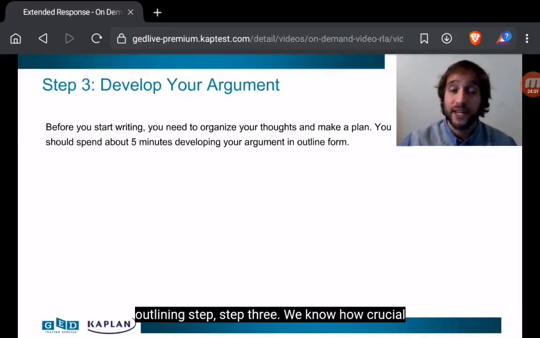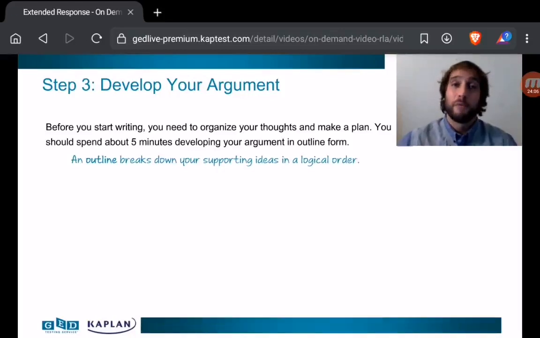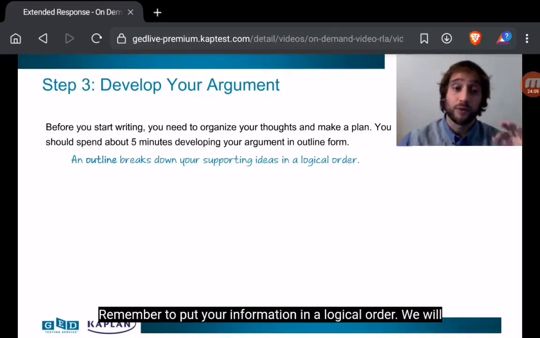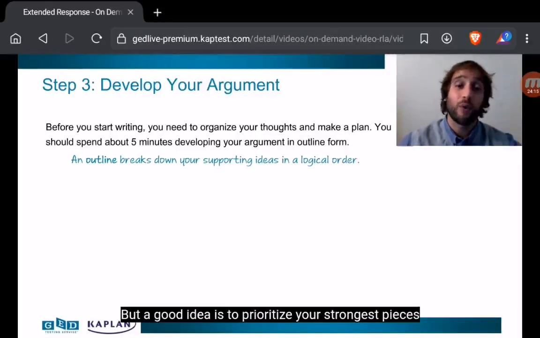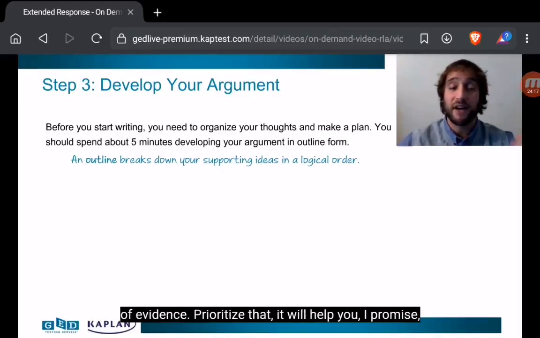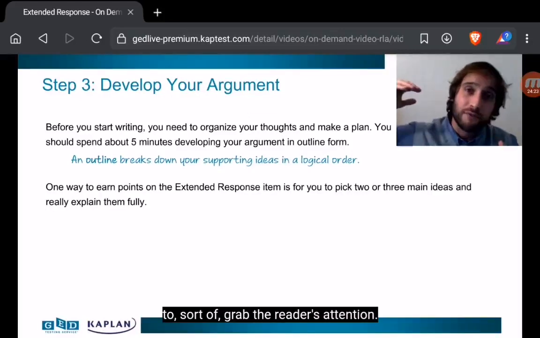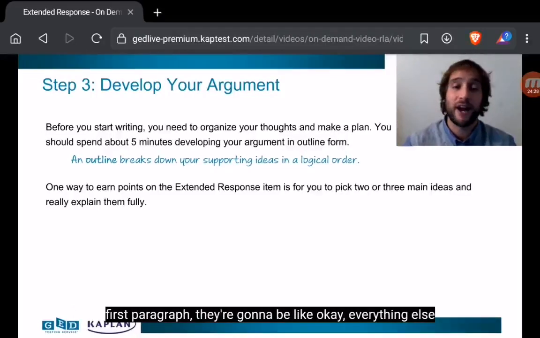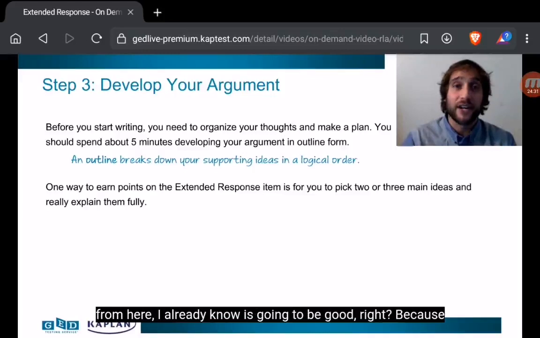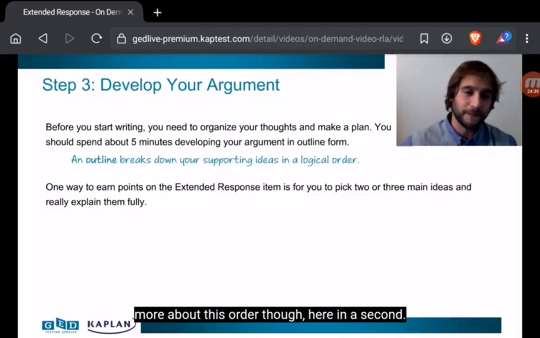Outlining, step 3. We know how crucial this is. I've tried to emphasize this a lot. Remember to put your information in a logical order. We'll talk about what that order will be here in a second. But a good idea is to prioritize your strongest pieces of evidence. Prioritize that. It will help you, I promise, to grab the reader's attention. Once they see that strong point in that first paragraph, they're going to be like, okay, everything else from here I already know is going to be good, right? Because they've started so well. All right, so we'll learn more about this order though here in a second.